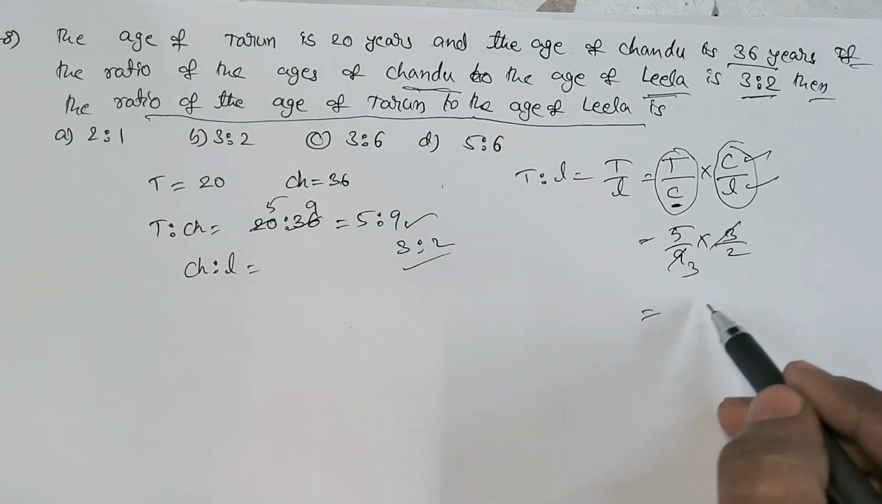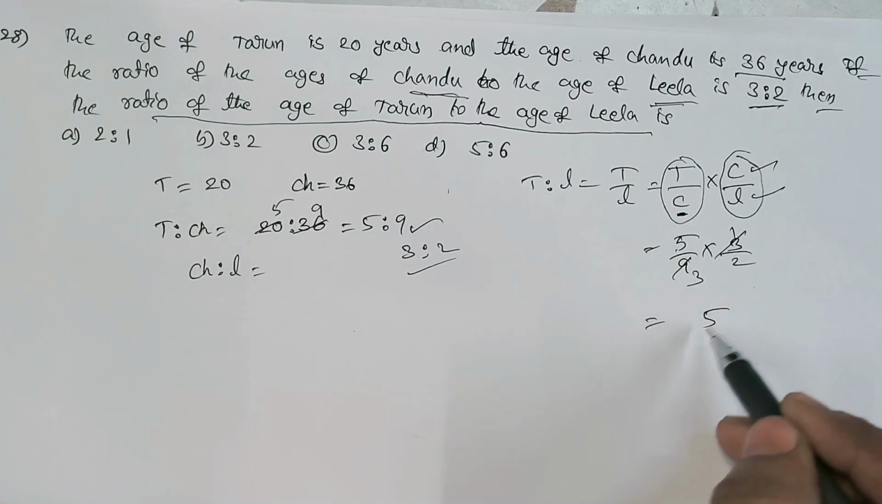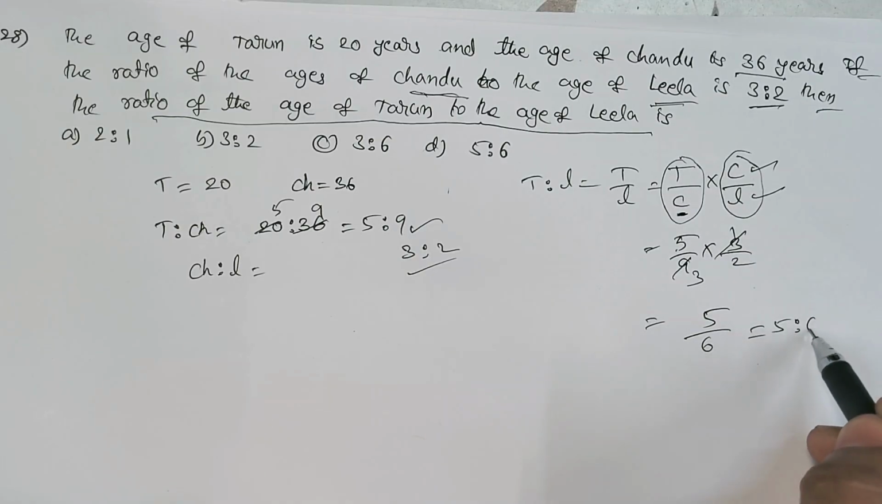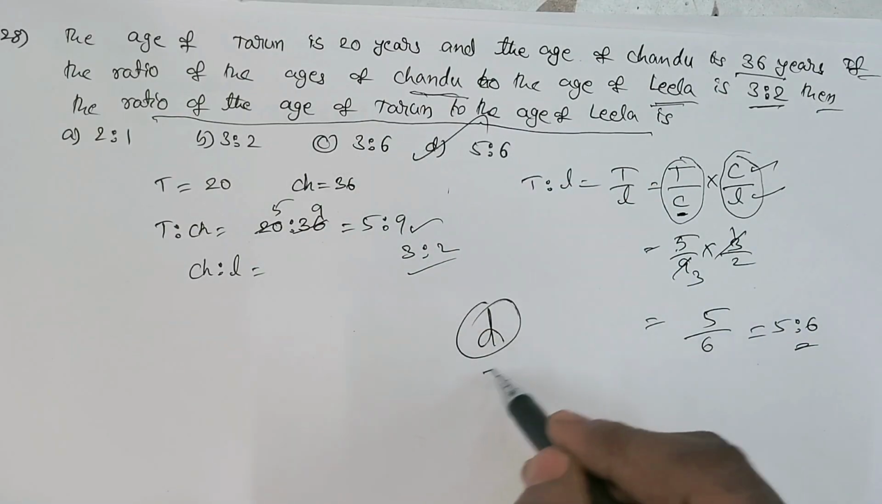3 1 the 3, 3 3 the 9. So what we get? We get 5 by 6. That is, the required ratio is what? 5:6. That is, option D is the correct answer for this question.